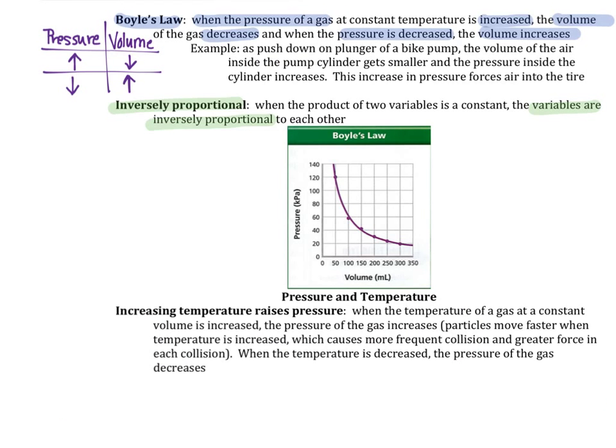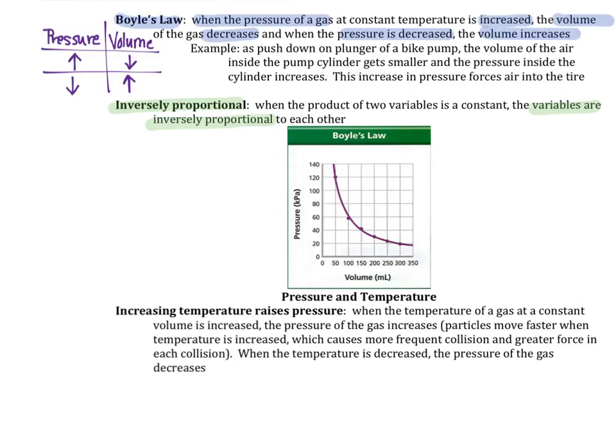Boyle's law is the second law that we need to look at when we discuss gases. Boyle's law states that when the pressure of a gas that's at a constant temperature increases, so when we add more pressure, the volume of that gas decreases. And when the pressure is decreased, then the volume increases, assuming that we're not changing the temperature at all.